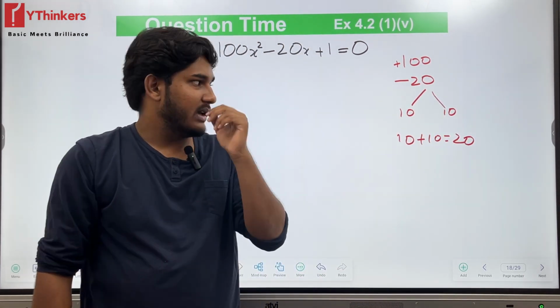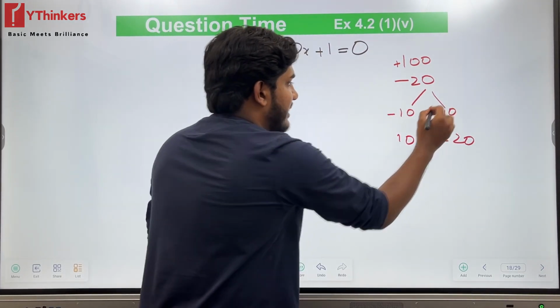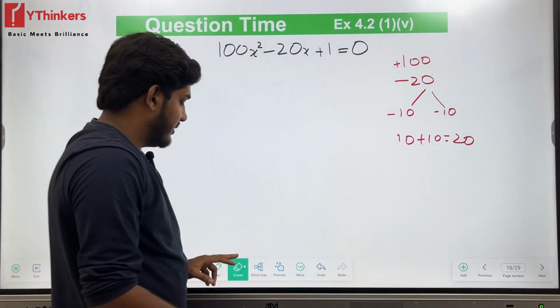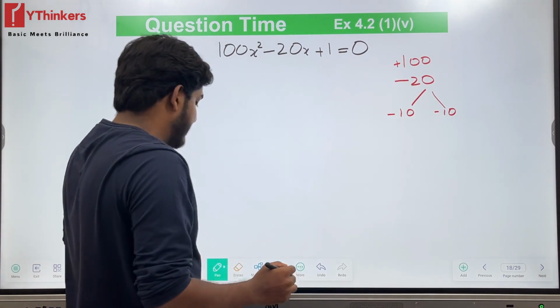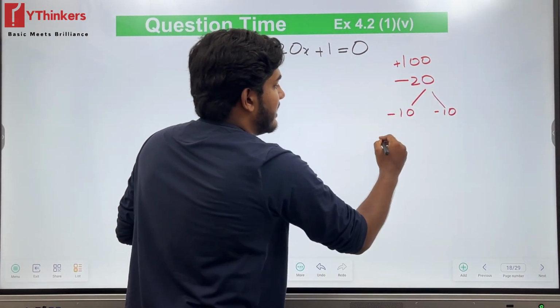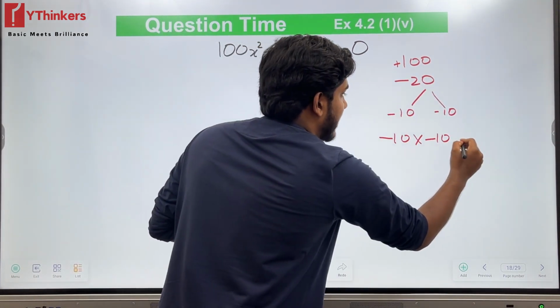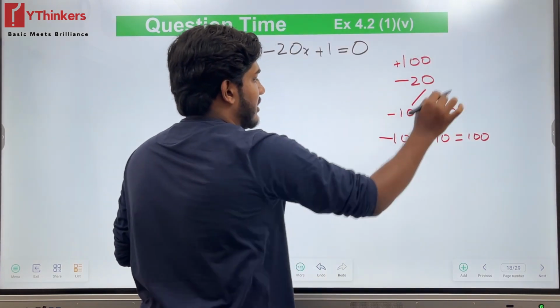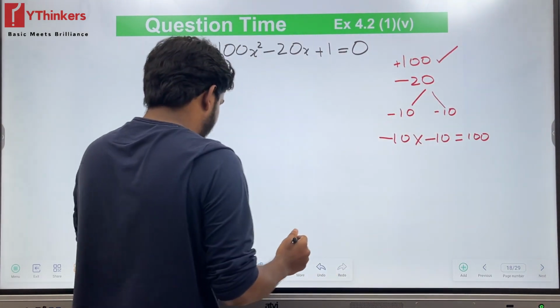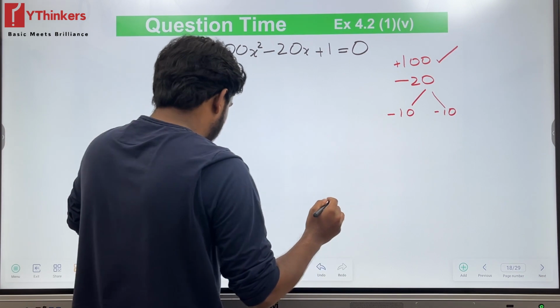So what do I do for that? Can I write minus 10 into minus 10? Let's see whether I get the correct answer. So minus 10 into minus 10 is 100. So first condition is solved. First condition is done. Let's see second condition.